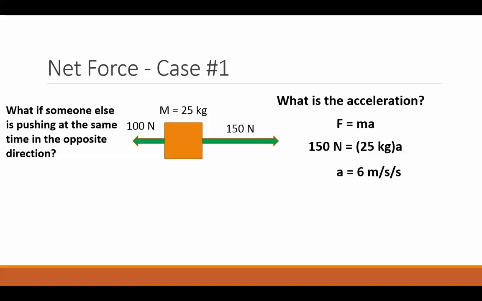If you're still watching, that means that you've paused this video and written down your answer. This box is not going to be accelerating at the same rate anymore. Because there's something pushing against it now, this rate is going to be slower. But we're going to calculate how much slower.